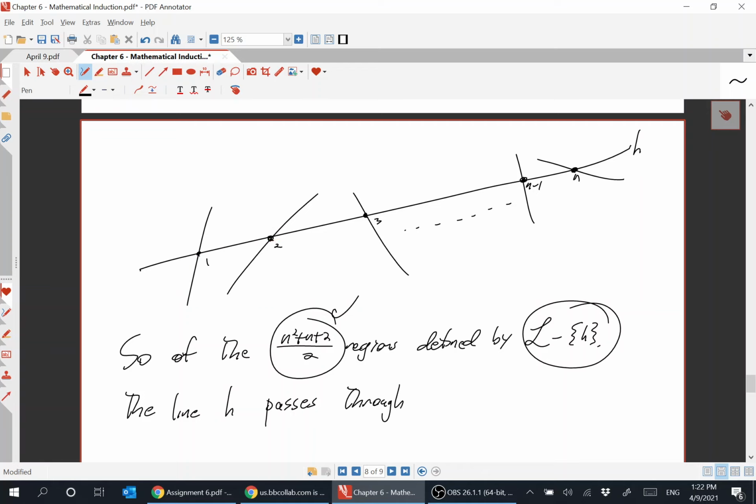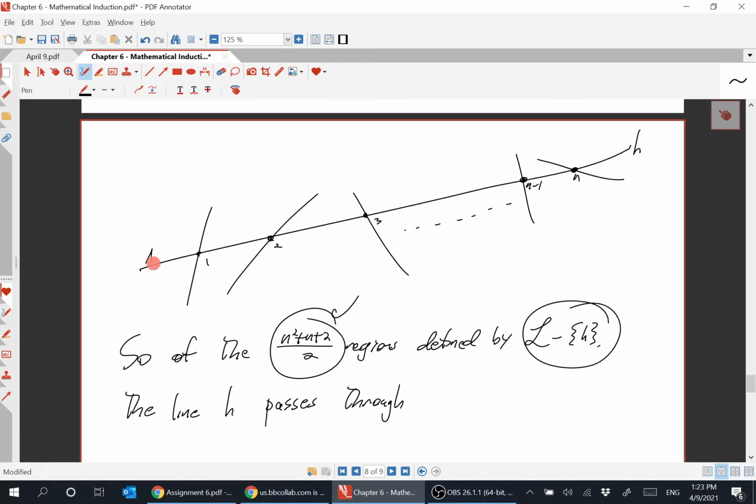Well, it passes through a region every time it crosses a line. So how many regions did it pass through? You said that the amount of regions is equal to the amount of lines it passed through, right? So there are n squared plus n plus 2 over 2 regions defined by L minus H. And now I'm going to put H back into the arrangement. And H is going to cut through how many of those regions?